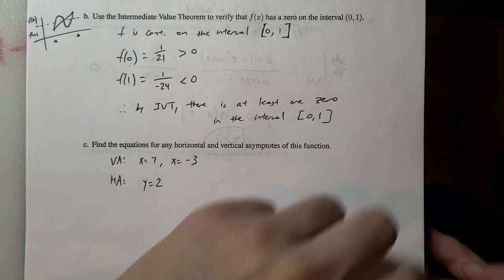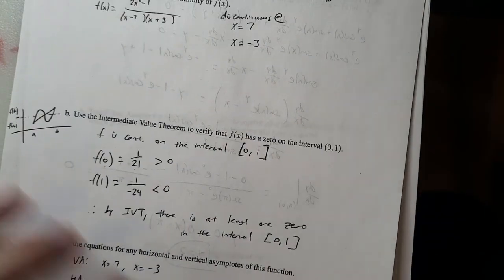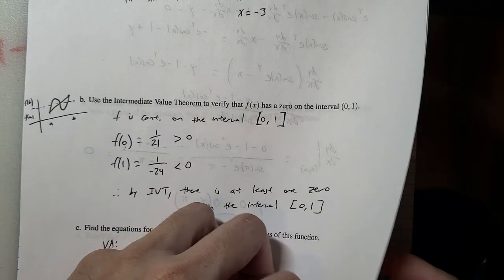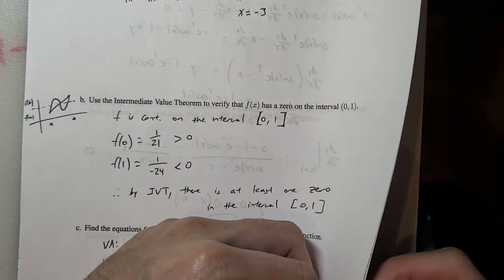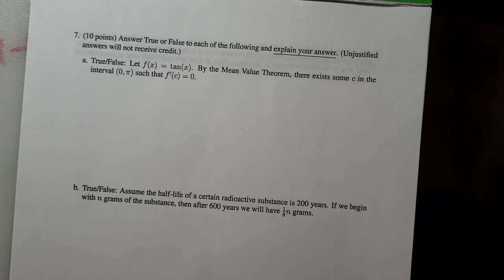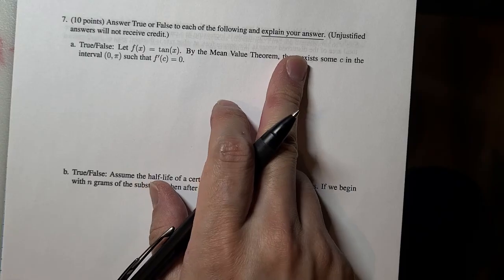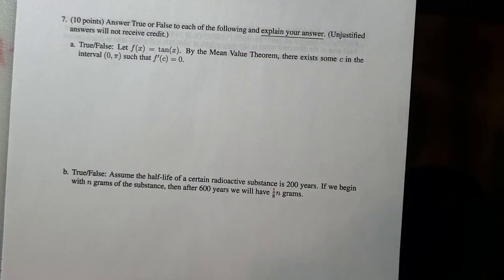Okay, let's move on. Not bad at all. The hard part of this problem was intermediate value theorem. True, false, and we have to explain our answer. Unjustified answers will not receive credit for whatever reason.